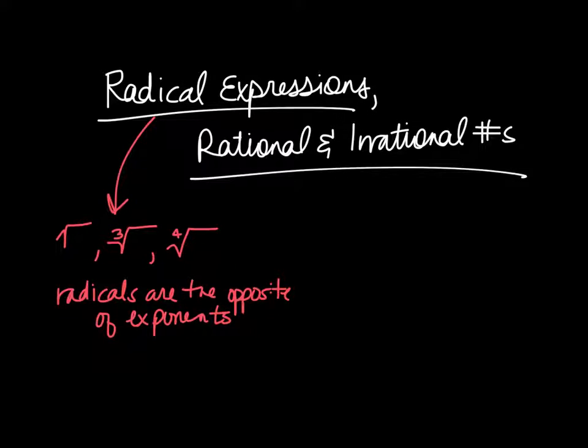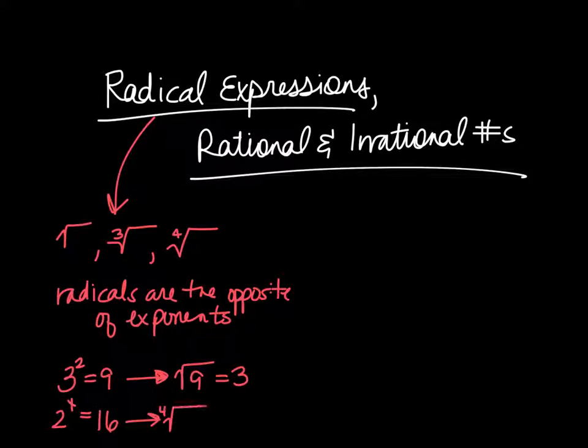And radicals are the opposite of exponents. And what I mean by that is if you have 3 squared equals 9, then to say the opposite is the square root of 9 equals 3. Or you could have 2 to the 4th equals 16, or the 4th root of 16 equals 2. Now, one thing that is implied that you probably need to really make a note of here is that when you write square root, that's the opposite of squared. And so secretly, there's a little 2 right there. That's going to be important here in a minute.